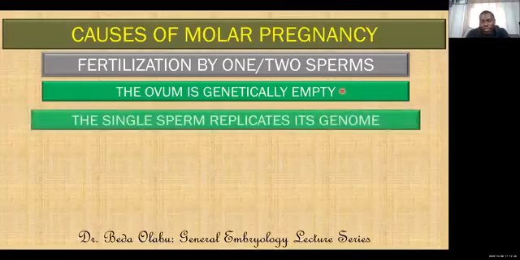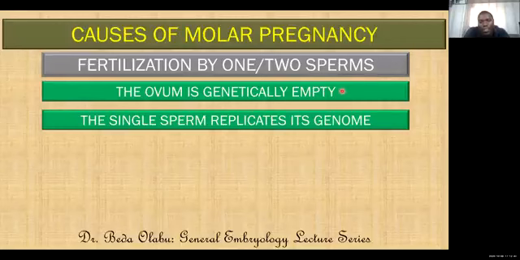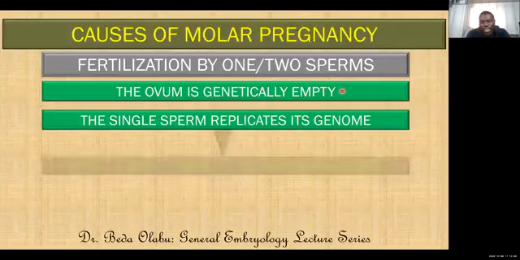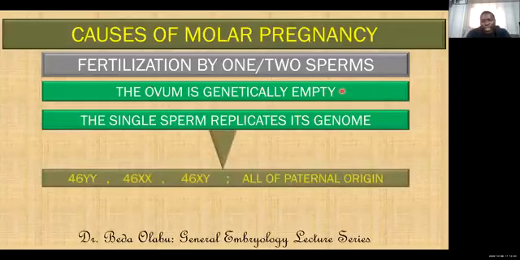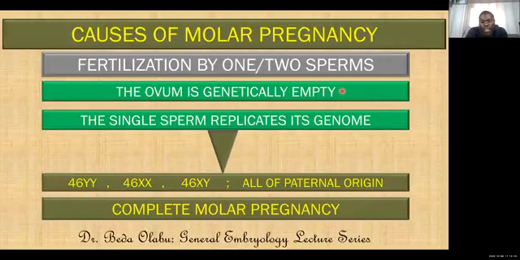In most cases, if it's a single sperm that entered the oocyte and the oocyte is genetically empty, or the genome of the oocyte is rejected, so to speak, that single sperm will replicate its genome so that it can still get the 46. But if it were 2 sperms that entered, there'll be no need to replicate the genome. So either way, you realize that the genome of the zygote would be 46. But of importance is that all of them are paternal in origin. This type of molar pregnancy will give us complete molar pregnancy.